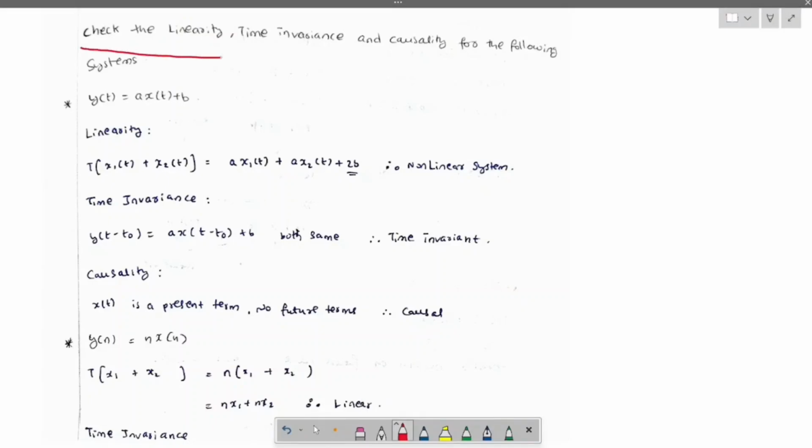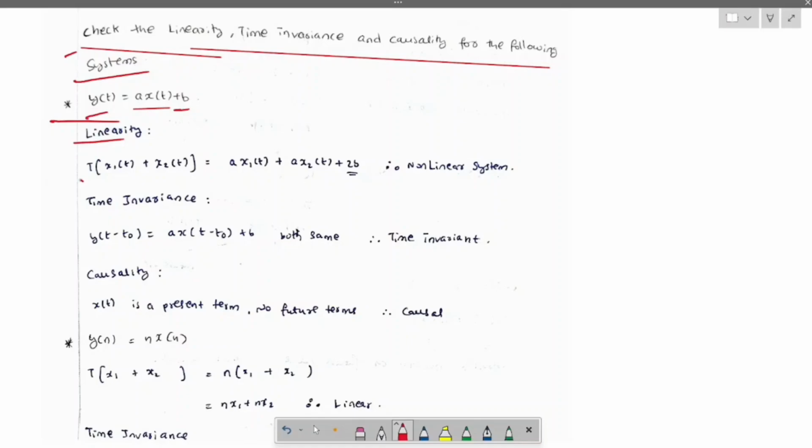In this video, we are going to learn about linearity check, time variance, and causality for the following systems. So, with this title, let us go for the first problem, y of t equals a times x of t plus b. First, let us check the linearity.